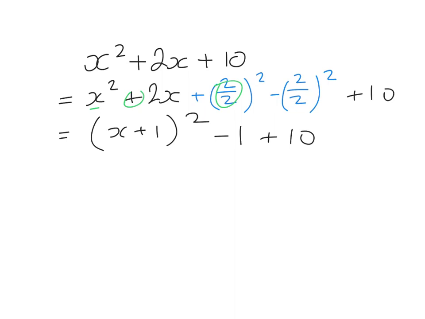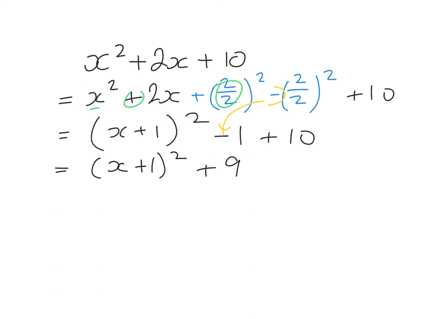1 times 1 is 1. Just remember that that sign has to stay as a takeaway. When we do BODMAS for the 2 over 2 squared, it's not negative 2 squared. We're taking away a squared number. So we keep the takeaway there. And this is going to equal x plus 1 squared plus 9.